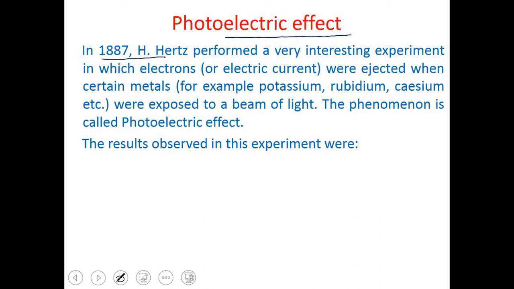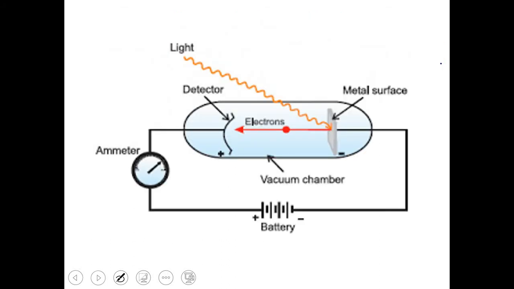Children, in 1887, H. Hertz performed a number of interesting experiments. In these experiments, what he has done, I want to show you with the help of this diagram. So H. Hertz allowed the light of a suitable frequency, I'm just writing here, he strikes the light of a suitable frequency on the surface of certain metals like potassium, rubidium, cesium, etc. And to his surprise, he found that electrons are ejected from the surface of the metal.